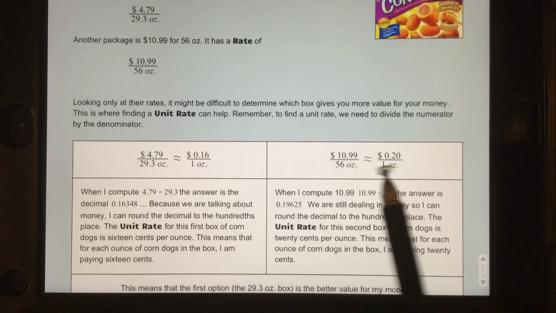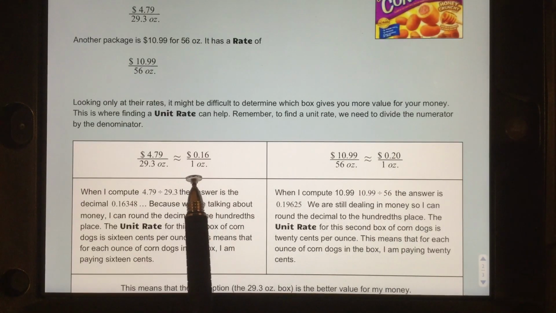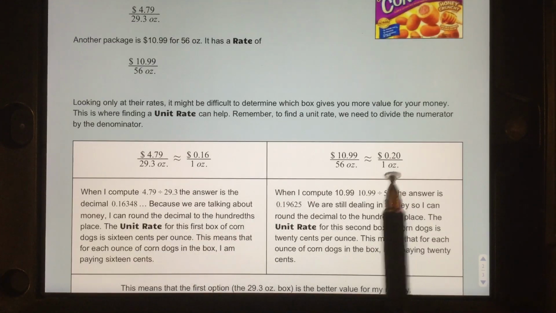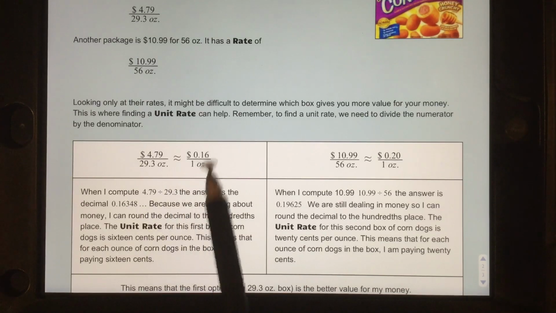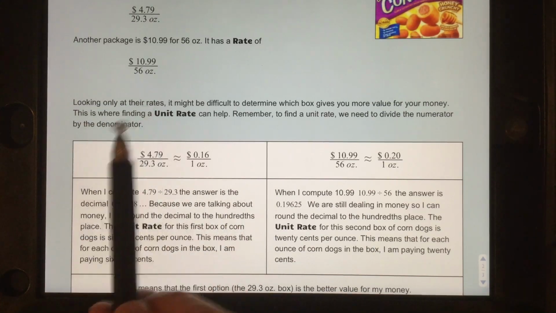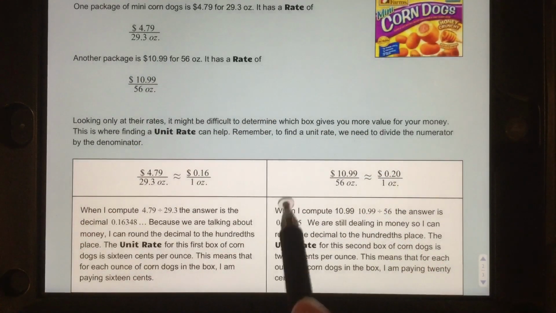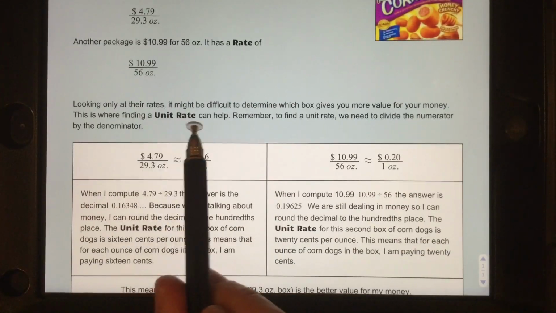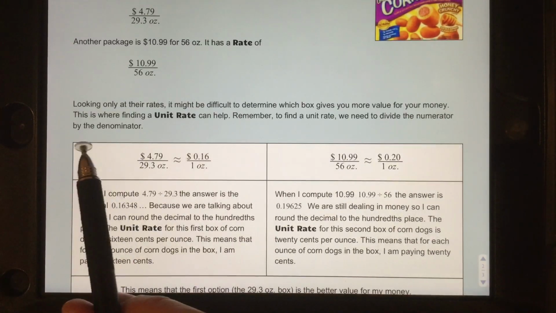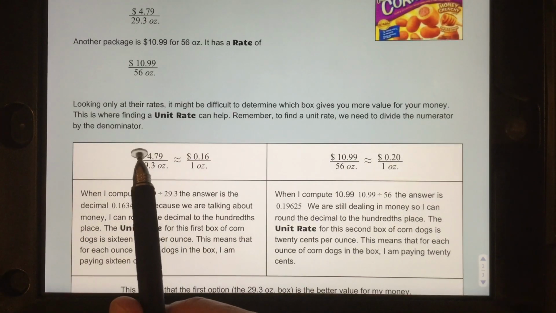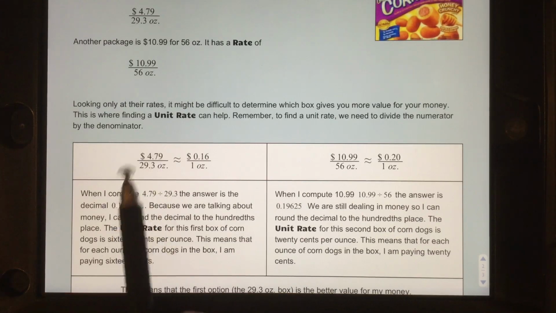I don't want to pay more for the same amount of corn dogs, which is why we make this common denominator of one ounce. Then I can see very clearly how much I'd have to pay per 1 ounce. So if you were only looking at their rates, those would be kind of hard to compare. But all I have to do is divide it out. And to find this unit rate, again, all we need to do is divide the numerator by the denominator. So all I did was type in a calculator, 4.79 divided by 29.3.